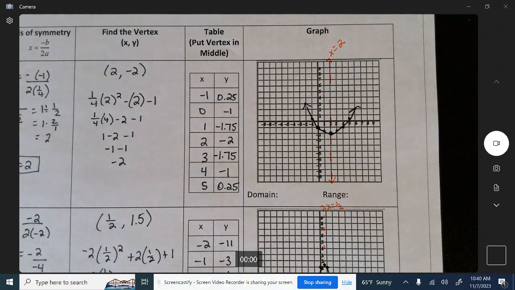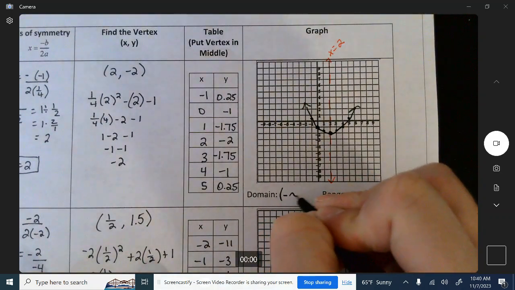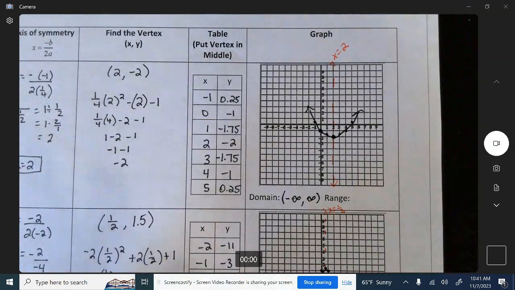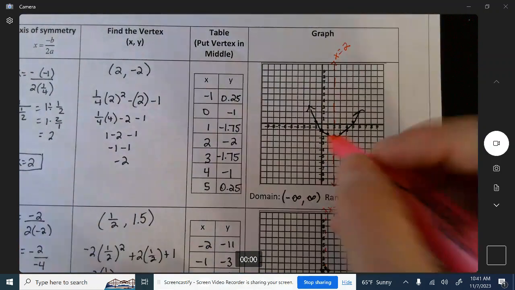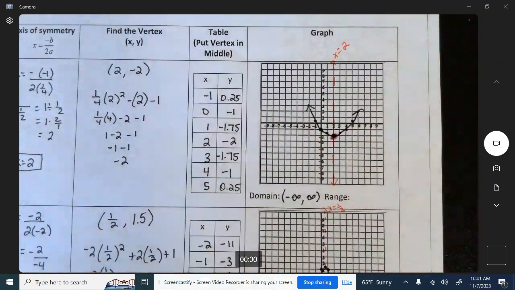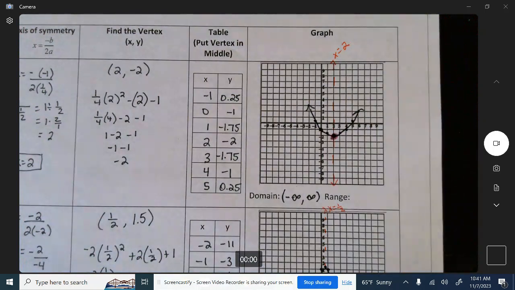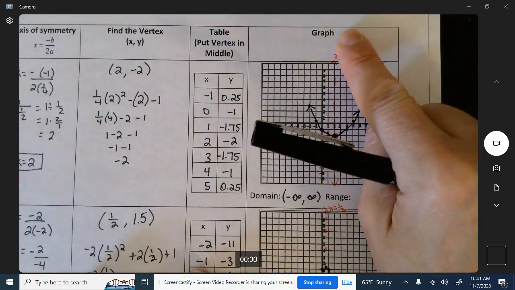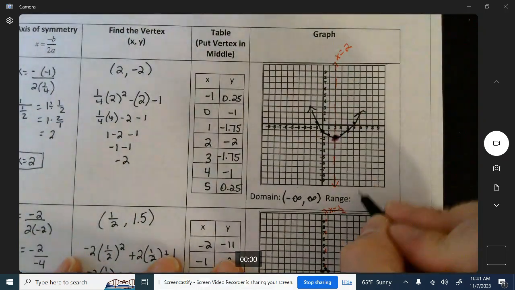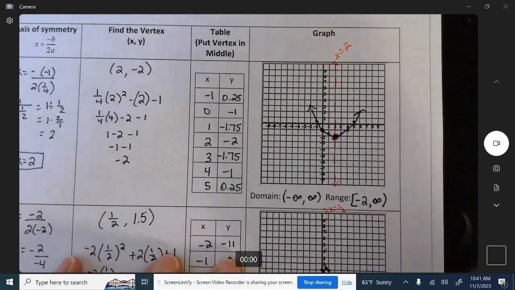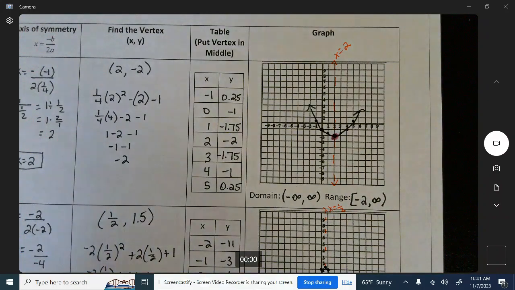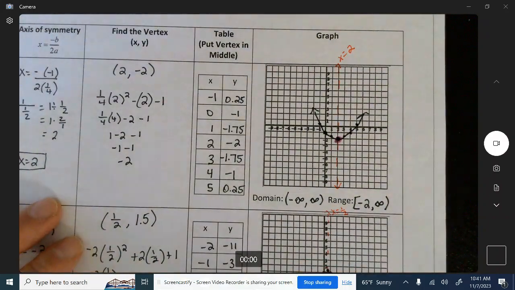So if I look at this first one, this was my graph. The domain, hopefully you got negative infinity to positive infinity. It's the same for every quadratic function. Now your range goes down to this point right here and doesn't go any further. And that value is negative 2. But it goes all the way up to infinity. So your range should have said, in brackets, negative 2, and then infinity with a parenthesis. Negative 2 to infinity.